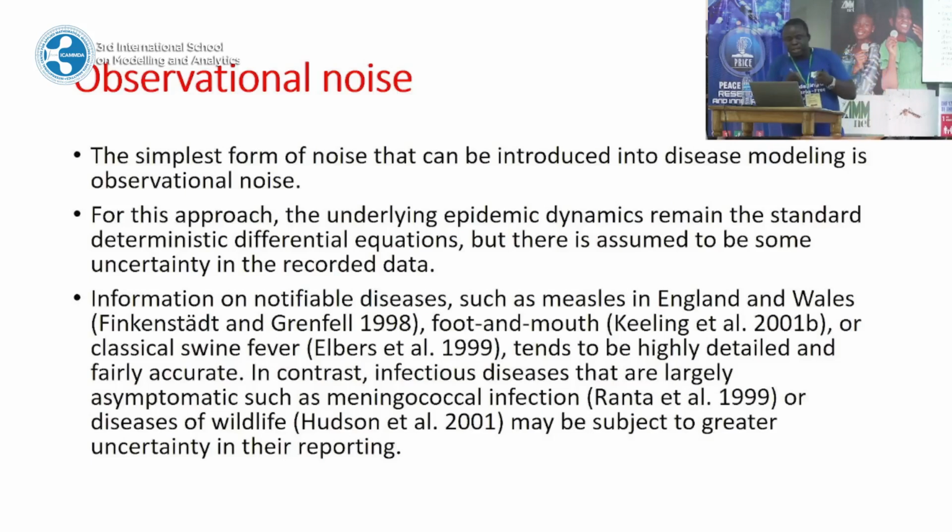So information on notifiable diseases such as measles in England and Wales, foot-and-mouth, or classical swine fever tends to be highly detailed and fairly accurate, even though they are coming from abroad. In contrast, infectious diseases that are largely asymptomatic, such as meningococcal infection like CSM, cerebrospinal meningitis, or diseases of wildlife, may be subject to greater uncertainty in their reporting.